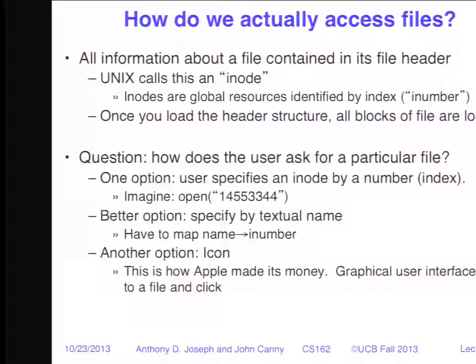Another approach, use an icon. Right? Just point and click. That's how Apple made its money initially, when it introduced a graphical user interface for the first Macintosh. When everybody else was using these primitive DOS environments with command line and having to remember the names of files, the Mac came along and a 3-year-old could sit there and click on the file that they wanted to open. Right? So again, we still have an indirection issue. We have to map from an icon to a name, ultimately to an inumber.